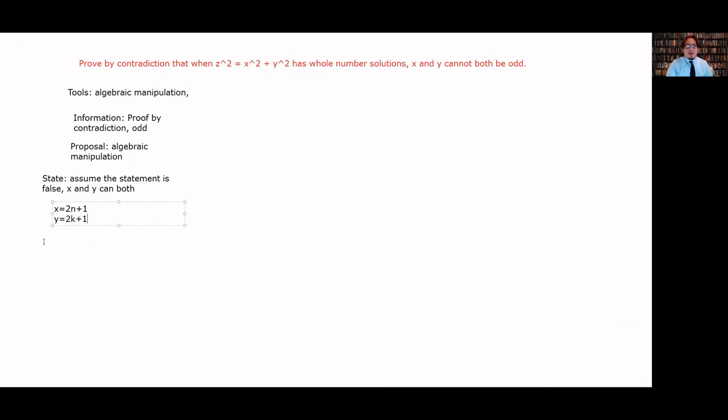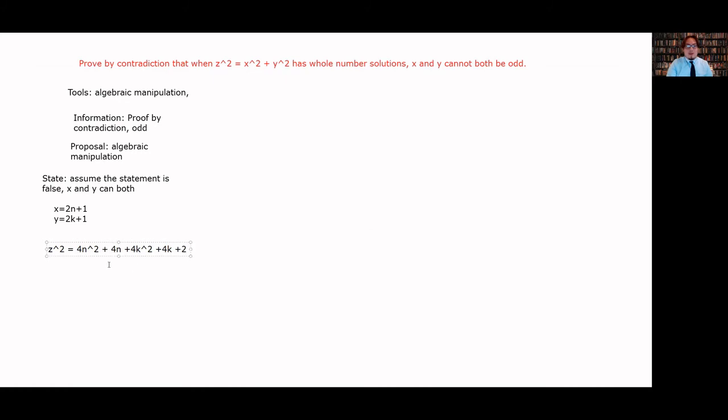Now, my next thought would be let's try substituting this in. So we get z squared, and I'm going to sort of just skip a couple of working out steps to say that that is 4m squared plus 4m plus 4k squared plus 4k plus 2, which is of course the 1 plus 1's added together.